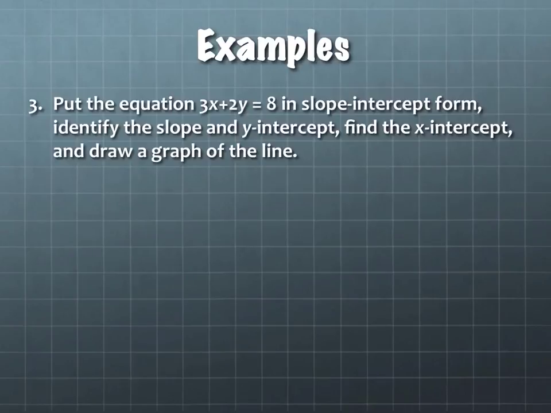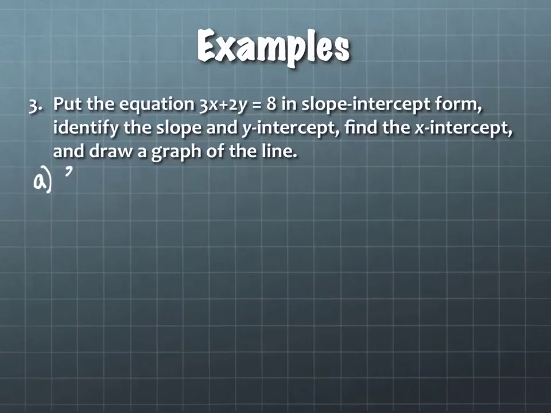This one says to put the equation 3x plus 2y equals 8 in slope-intercept form, identify the slope, the y-intercept, find the x-intercept, and draw the graph of the line. Oh my goodness. Well, we'll see. Maybe we won't get all of this done in one time. This one asked me for like 6 parts or something. Okay. Putting it into slope-intercept form, I'll call that part A.